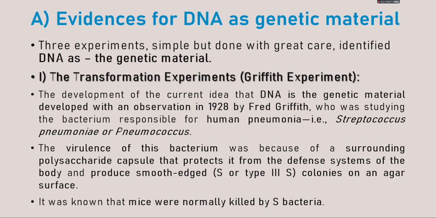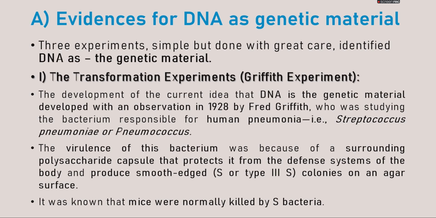Now the first experiment was carried out by a scientist, Fred Griffith, and we call that experiment the transformation experiment as well as the Griffith experiment because it was first discovered by Fred Griffith. The current idea that DNA is a genetic material developed with the observation in 1928 by Fred Griffith, who was studying a bacteria responsible for human pneumonia. That bacteria we call Streptococcus pneumoniae or pneumococcus.